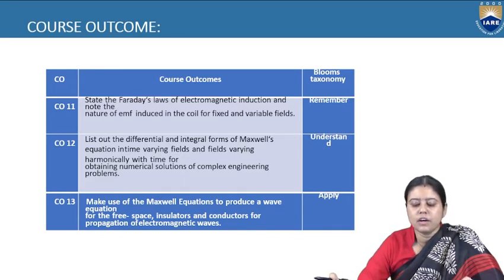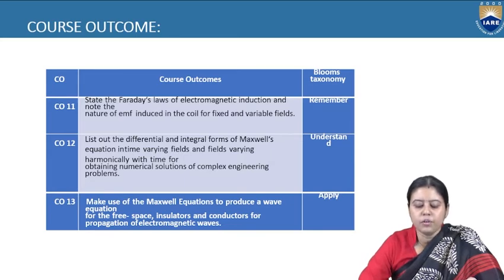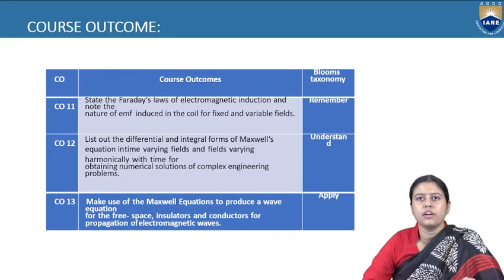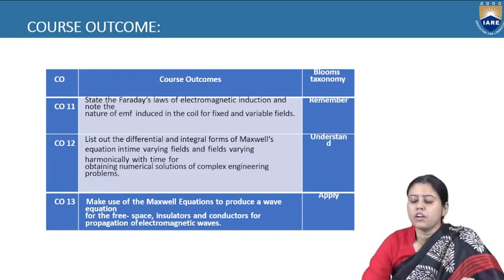CO12 is to list out the differential and integral forms of Maxwell's equations in time-varying fields, and fields varying harmonically with time, obtaining numerical solutions of complex engineering problems. And the last one is to make use of Maxwell's equations to produce the wave equation for free space, insulators, and conductors for propagation of electromagnetic waves.